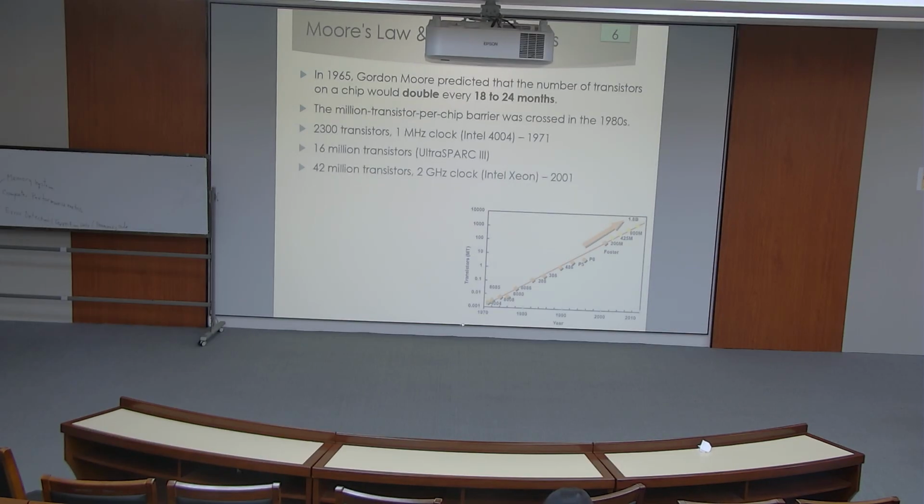Moore's law says that the number of transistors on a chip would double every 18 to 24 months. So we have tried to apply this law to help you understand about this.